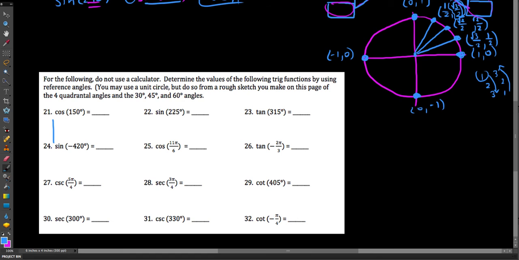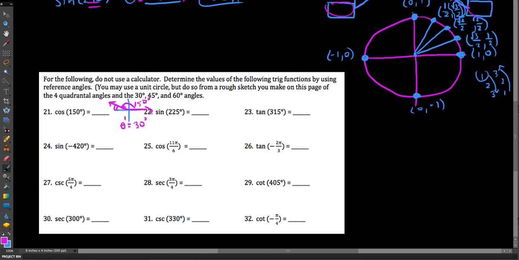So you can make a little sketch somewhere, find a little spot. But 150 degrees, remember, would be between 90 and 180. As a matter of fact, it would stop about right there, 150. What we're looking for is this little reference angle it makes with the x-axis over here. So I noticed that my theta prime is 30 degrees.